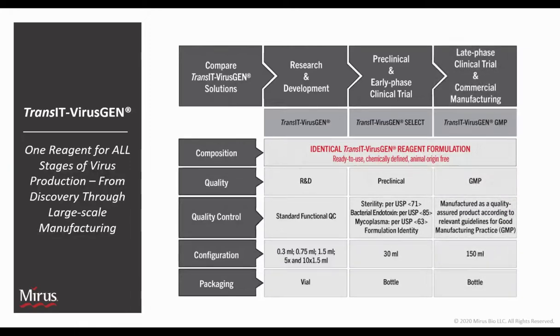The VirusGEN GMP reagent will be available in early 2021, along with the LV and AAV enhancers. VirusGEN GMP will be a 150 mL dispense, which is sufficient for about 50 liters of transfection, and will also undergo the same quality release testing as is performed on the TransIT-VirusGEN Select product.